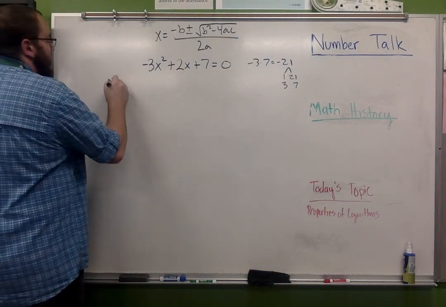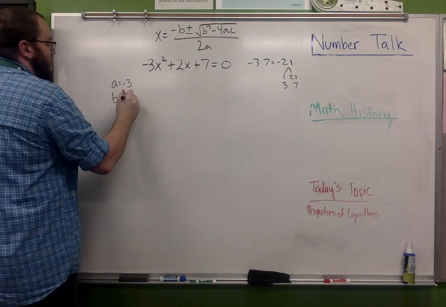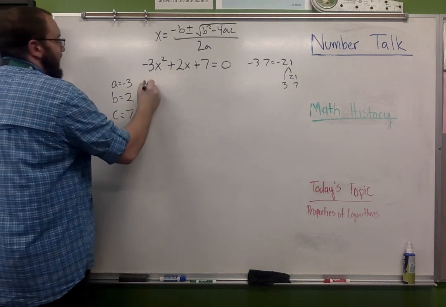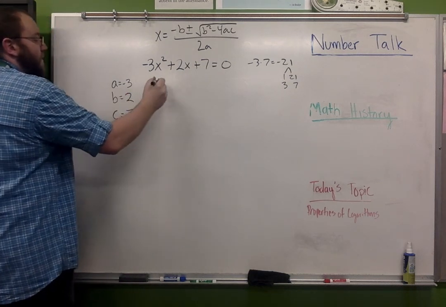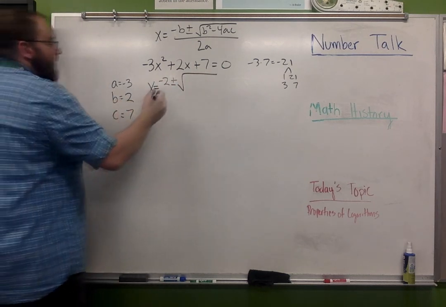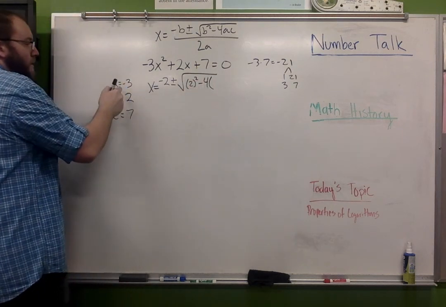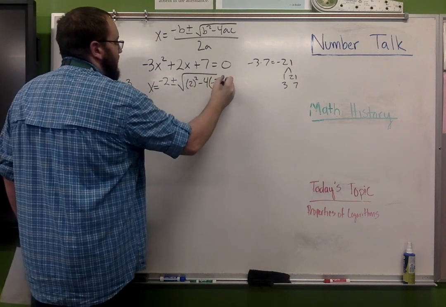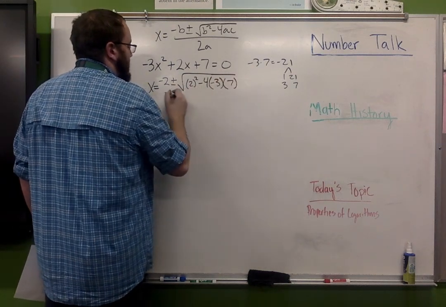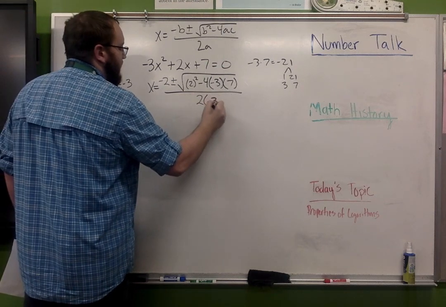So let's see. A is equal to negative 3, B is equal to 2, and C is equal to positive 7. So x equals negative b, so negative 2, plus or minus the square root of b squared, so 2 squared, minus 4 times a, which is negative 3, times c, which is 7, all over 2 times a, which is negative 3.